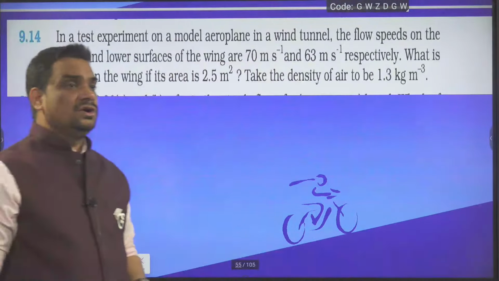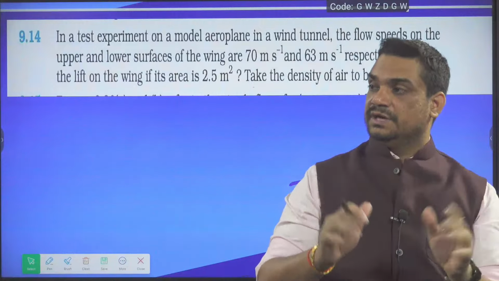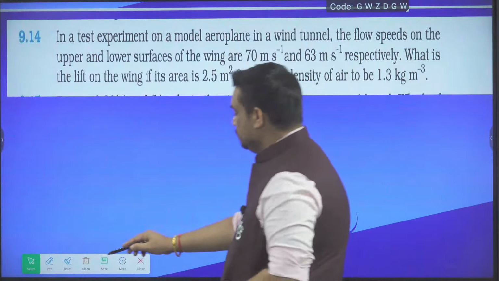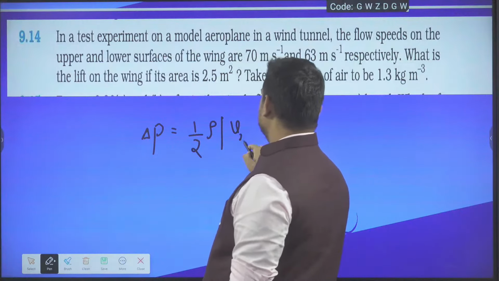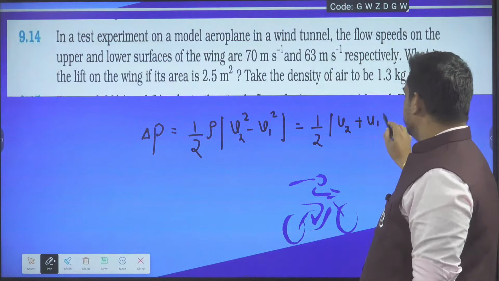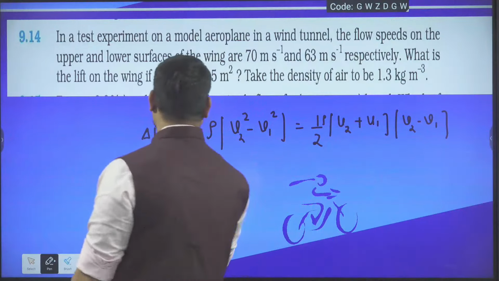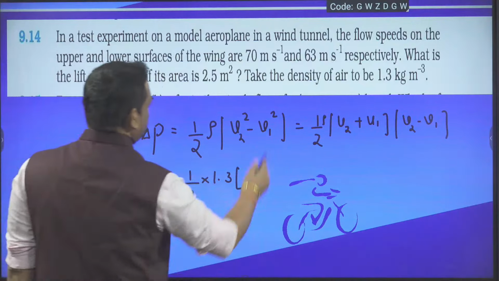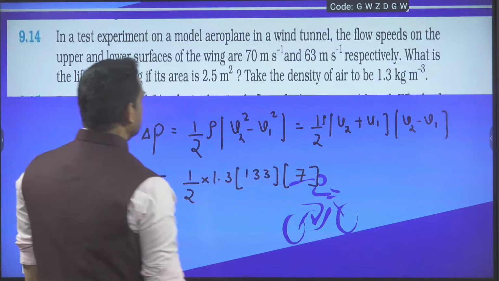In a test experiment on a model aeroplane in the wind tunnel, we always test in the wind tunnel first of all. The flow speeds on the upper and lower surfaces are given. What is the lift? We'll use the same formula here, delta P equal to half rho V2 square minus V1 square. So we can say half rho, V2 plus V1 in one bracket, V2 minus V1 in the other bracket. We can put the values: half, rho is 1.3, V2 plus V1 becomes 133, and here it becomes 7. This is the delta P.